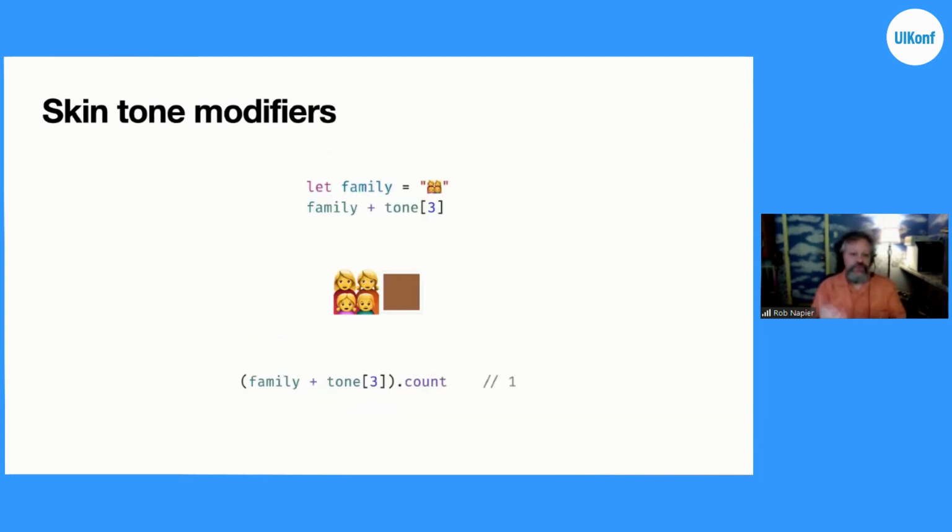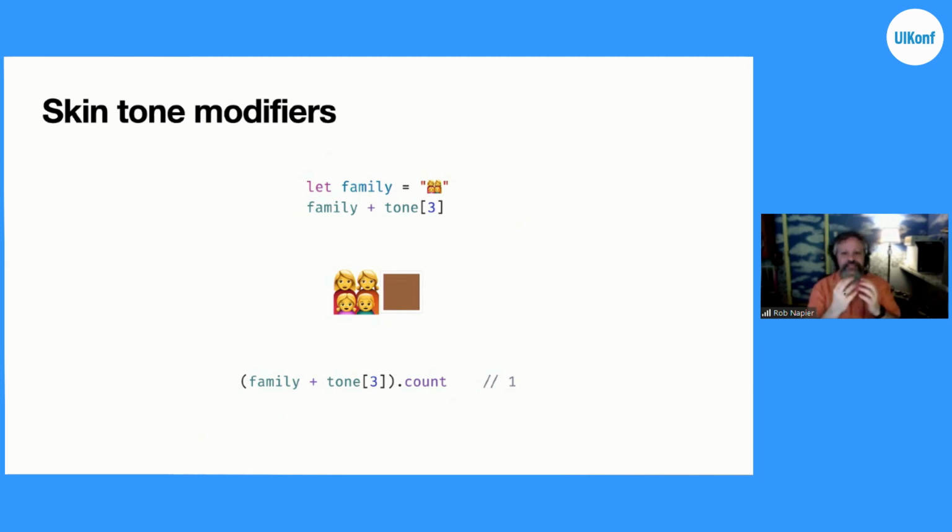So a good example would be the family emoji. You can't put a skin tone modifier on a family emoji. I'll talk about why in a little bit, and they might someday, but today they can't. And so this is how they render. They render with the family emoji, which is kind of this, and then a skin tone emoji.